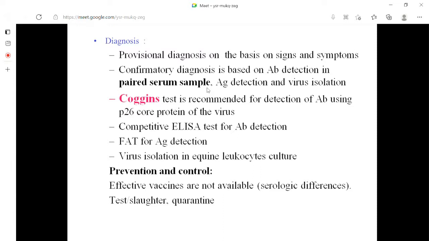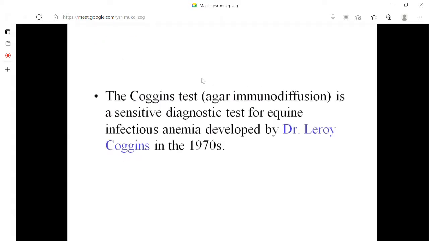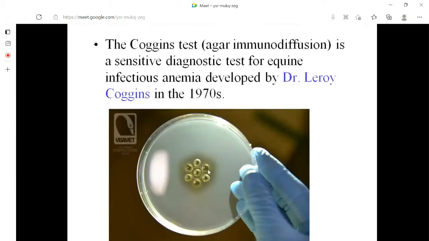Coggins, the name of a scientist, developed a simple AGID test for rapid detection of the disease, and it is famously known as the Coggins test. It was in 1970, I think, Dr. Leroy Coggins. Yes, this is an agar-gel immunodiffusion precipitation test. I think all of you have performed it. Likewise, this kind of precipitation lines are produced in the central wells.